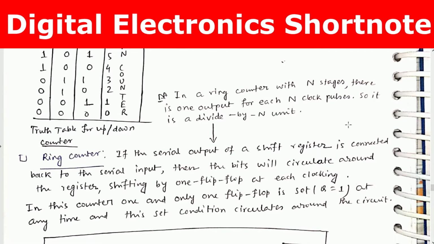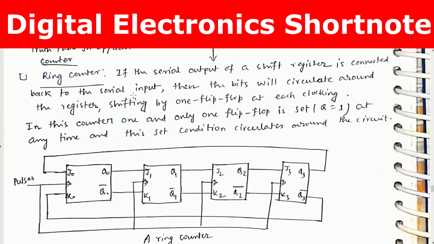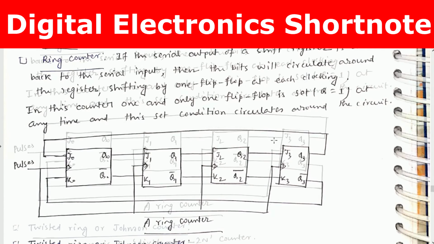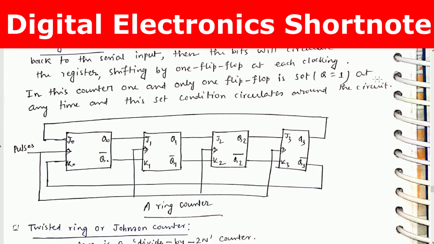In a ring counter with n stages, there is one output for each n clock pulses, so it is a divide by n unit. If the serial output of a shift register is connected back to the serial input, then the bits will circulate around the register, shifting by one flip-flop at each clocking. In this counter, one and only one flip-flop is set, Q equals 1, at any time, and this set condition circulates around the circuit.